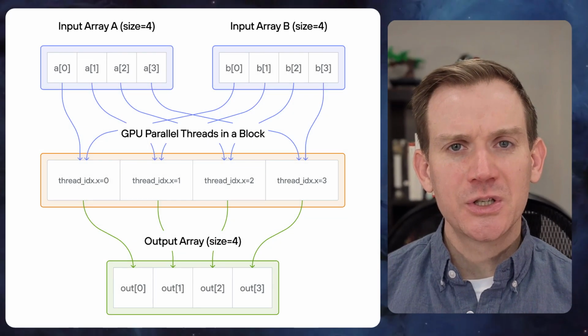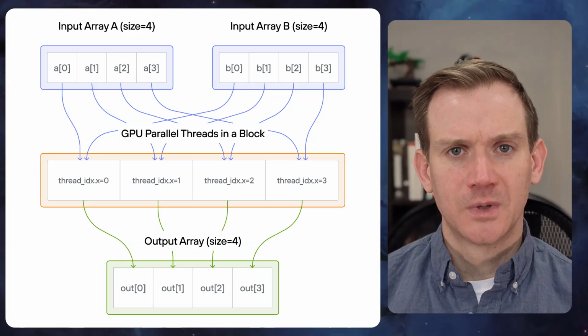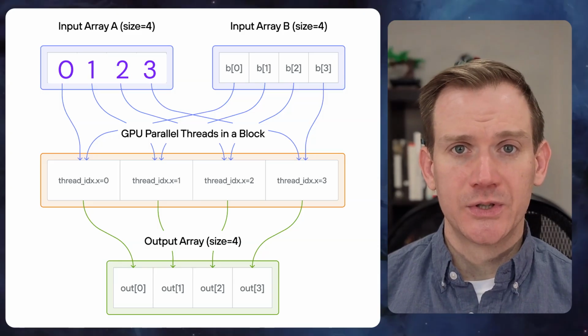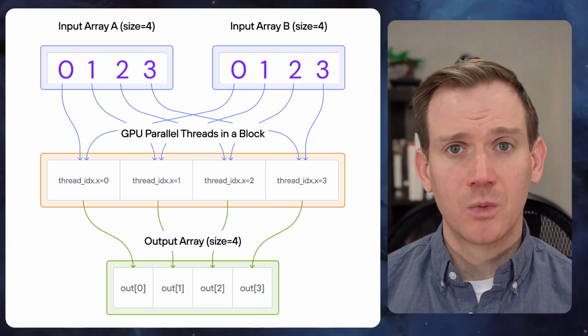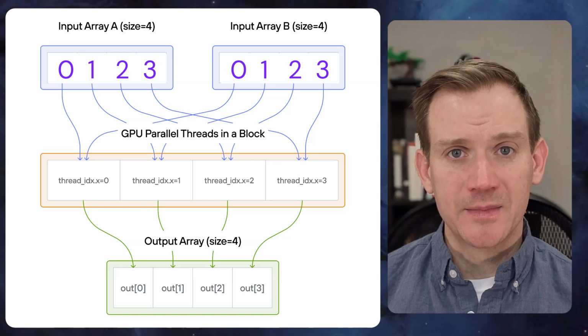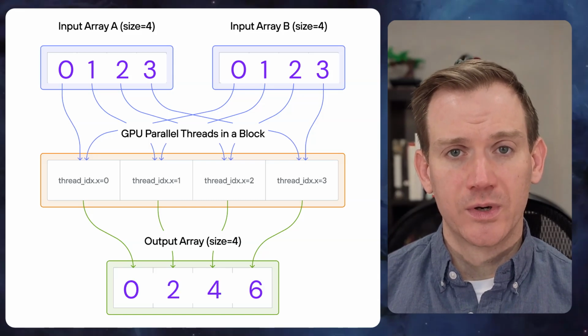All right, let's understand what we're building. The zip operation is one of the most fundamental patterns in parallel computing. Imagine you have two lists of numbers. Array A has 0, 1, 2, and 3, and array B has 0, 1, 2, and 3. And you want to add them together to get 0, 2, 4, and 6.